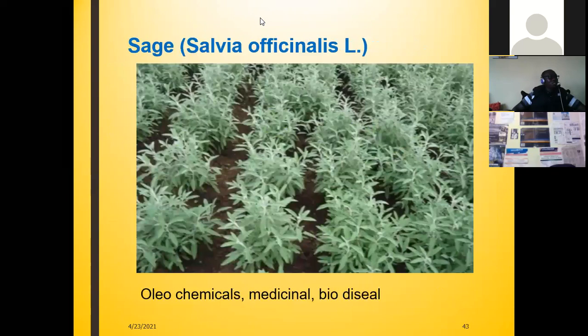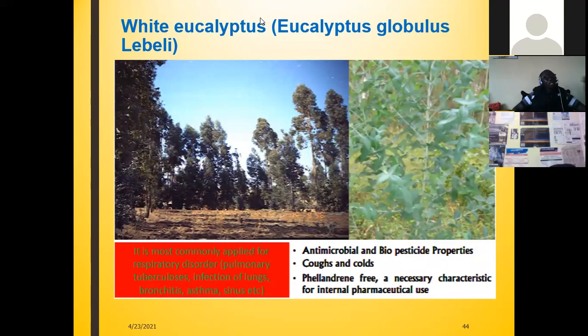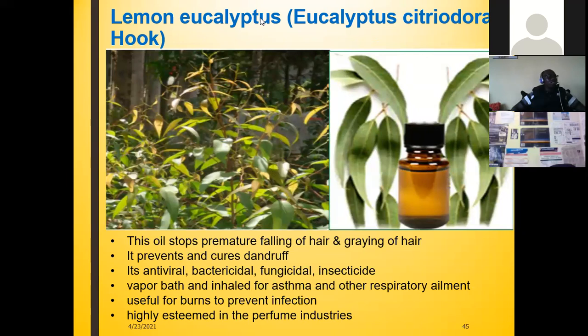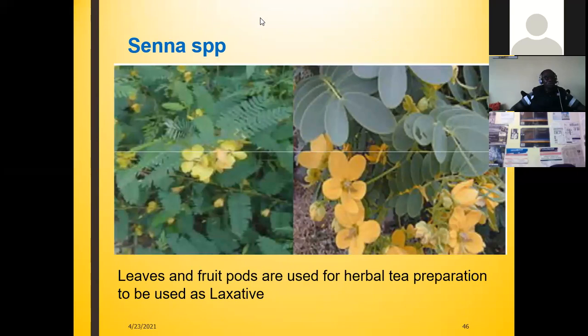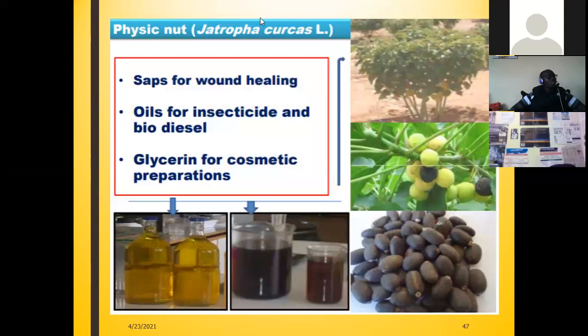And then we have the sage, Salvia officinalis, which has a lot of medicinal value besides being a biodiesel. Then we have white eucalyptus. We know this one from our homes. This is also a very good antimicrobial and biopesticide. So you can use it as a biopesticide or as an antimicrobial plant. Then we have lemon eucalyptus, which also has a lot of medicinal properties. The senna plant, which we find in natural vegetation, is also very important as a medicinal plant. Then we have Jatropha curcas. Jatropha curcas has been used as biofuel besides other medicinal value. Its oil is also highly insecticidal.